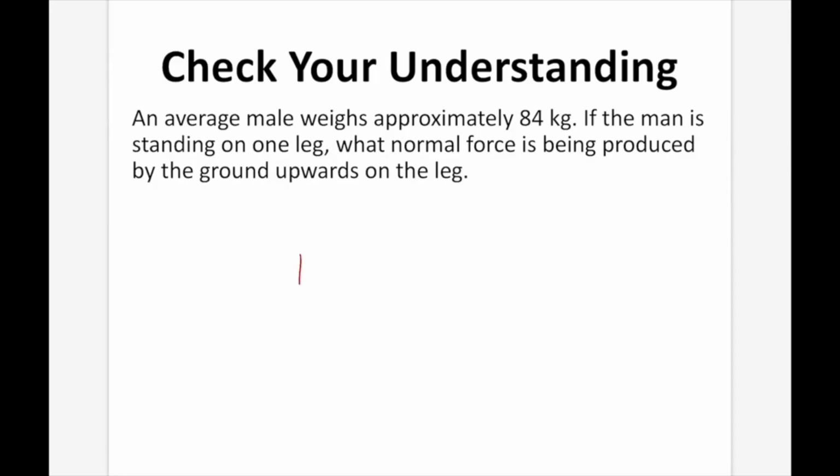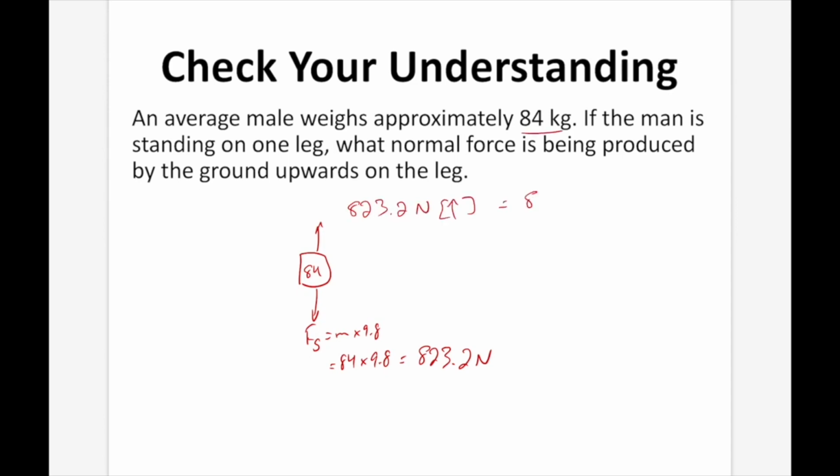Well, if we have our person, and we're just going to draw him as a box, and we say that he weighs 84 kilograms, that 84 kilograms is going to produce an Fg equal to m times 9.8, which is going to equal 84 times 9.8, which is equal to 823.2 newtons. So that's the force downwards. Since he's standing on one leg, that entire force is directed up on that same leg. So you're going to have an upward force of 823.2 newtons upwards. Now we need to have two sig figs in our answer. So our final answer is going to become 820 newtons up.